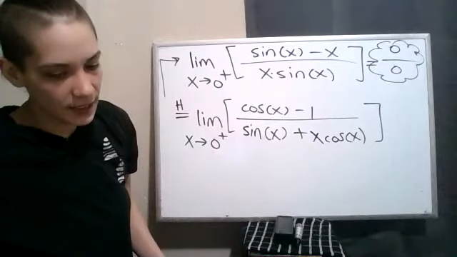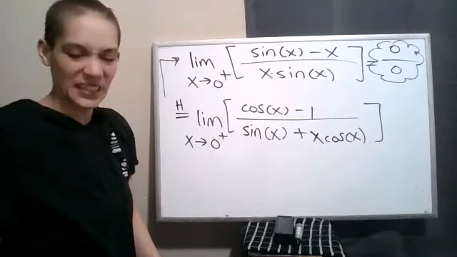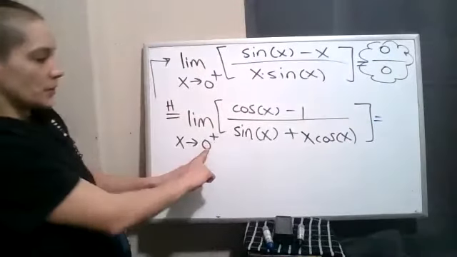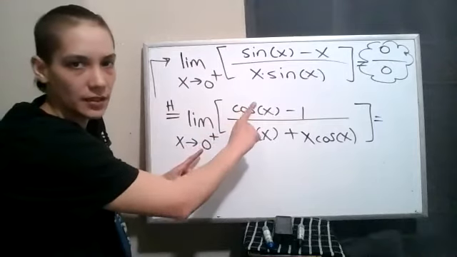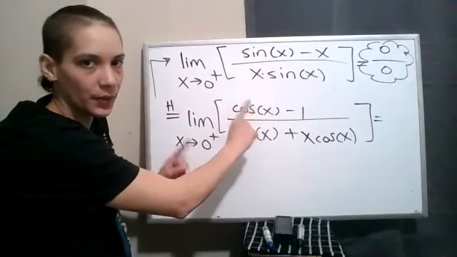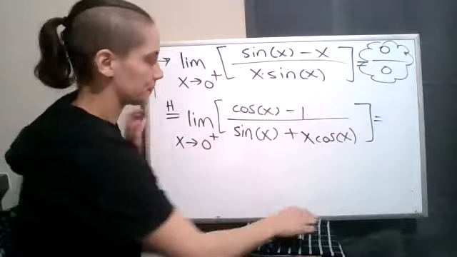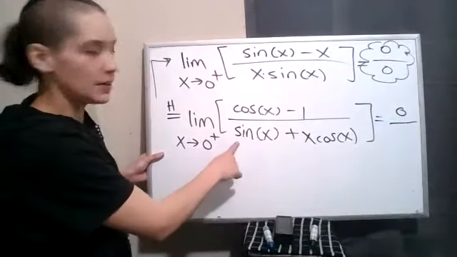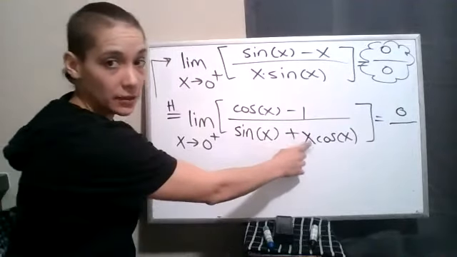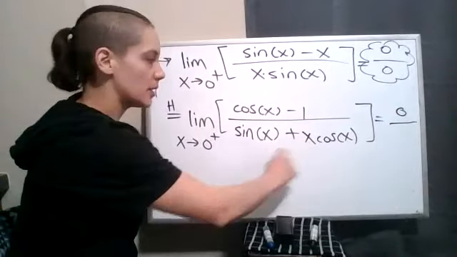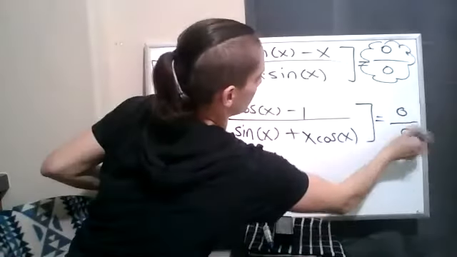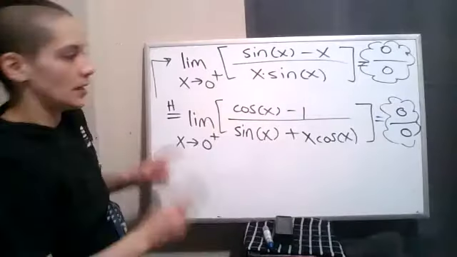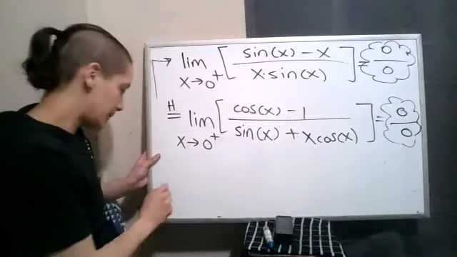Okay, let's check this one out. So we put in 0, and we've got cosine of 0 is 1. 1 minus 1 equals 0. Sine of 0 is 0, plus 0 times 1, which is 0. 0 plus 0 is 0. So we need to do L'Hopital's rule one more time.